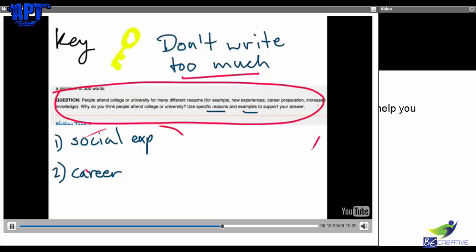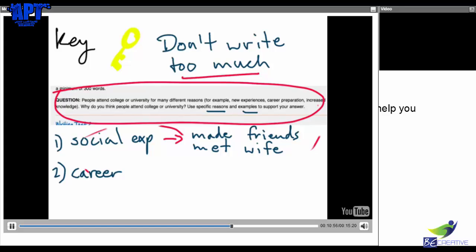Now, we also have to think of personal examples, right? Personal details. So we come up with very short little words, and then we brainstorm really quickly. Okay, social example. What are some examples of socialization we do in college? Well, we make friends, and maybe I met my wife at college, right? And then we get married later on in life. College, university is a very social environment.